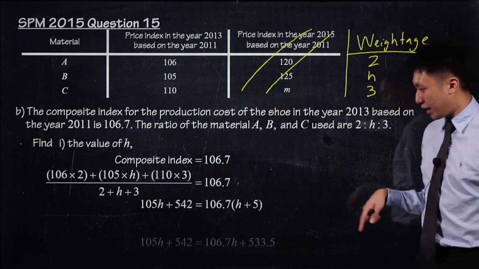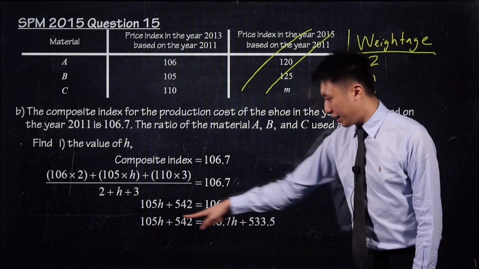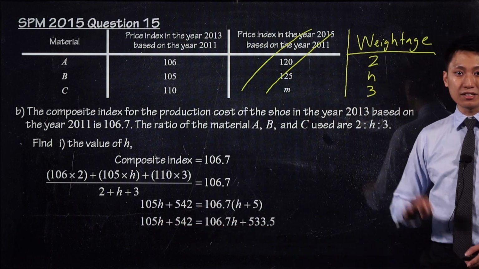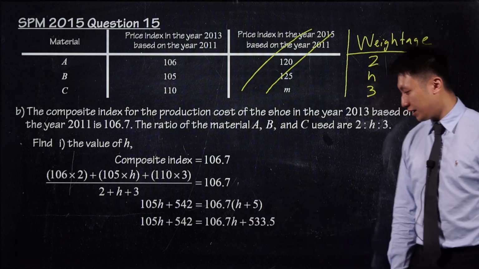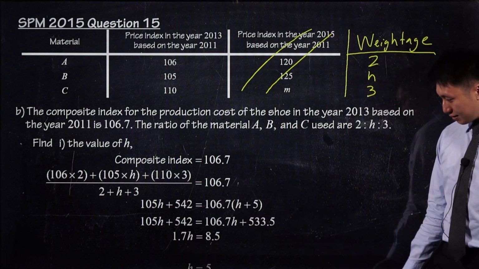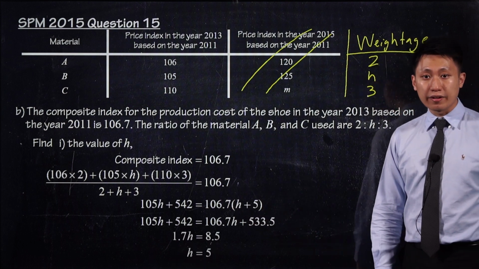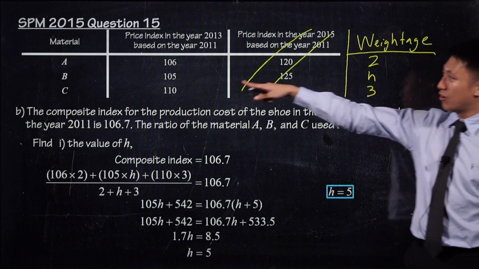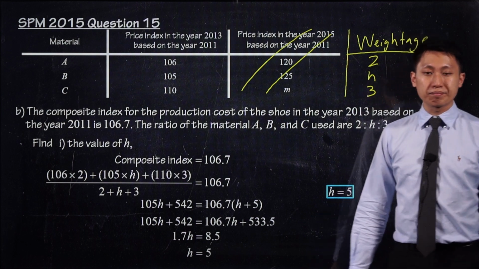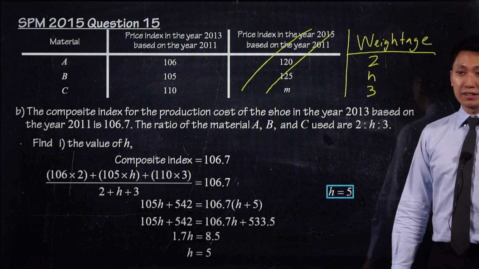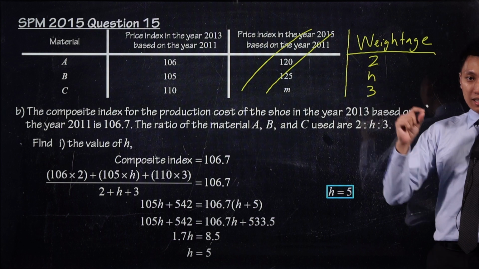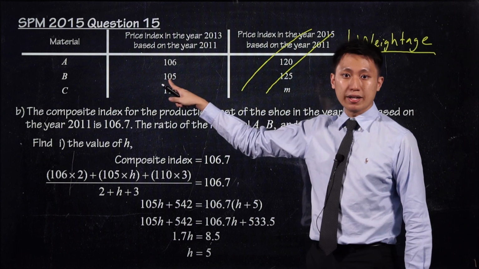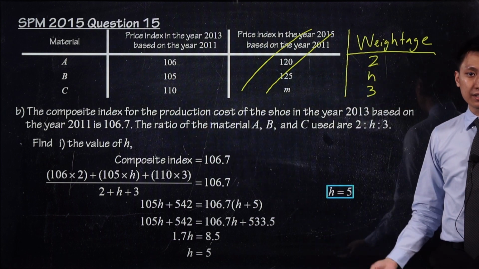Okay, simple. So what I can do is move the thing, the one that has H on one side and the numbers on the other side. So I get H is 5. Okay, H is 5, easy. So H is 5 is the weightage for material B. Right, so this is slightly harder than having a variable here and finding the composite index.